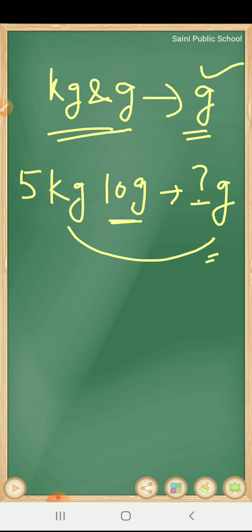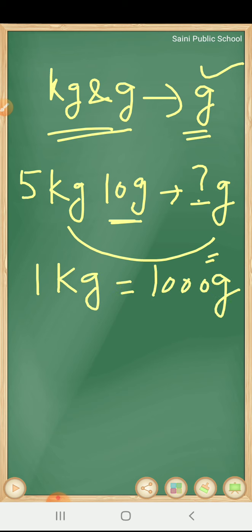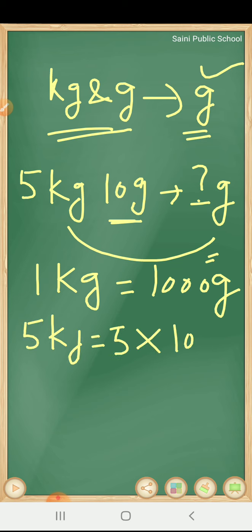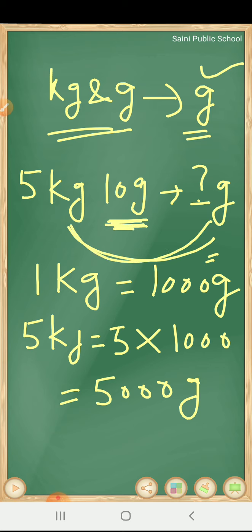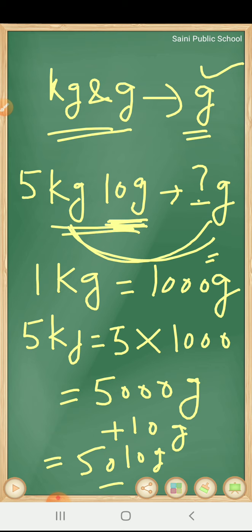Now again you can see here 1 kilogram is equal to 1000 gram. So 5 kilogram is equal to 5 into 1000, which means 5000 gram. Now we have converted kilogram into gram, but we already have 10 gram. So we will add these 10 gram to this 5000. So our answer is 5010 gram. So for converting kilogram and gram into gram, we will convert kilogram into gram, then we will add the given gram to the answer.